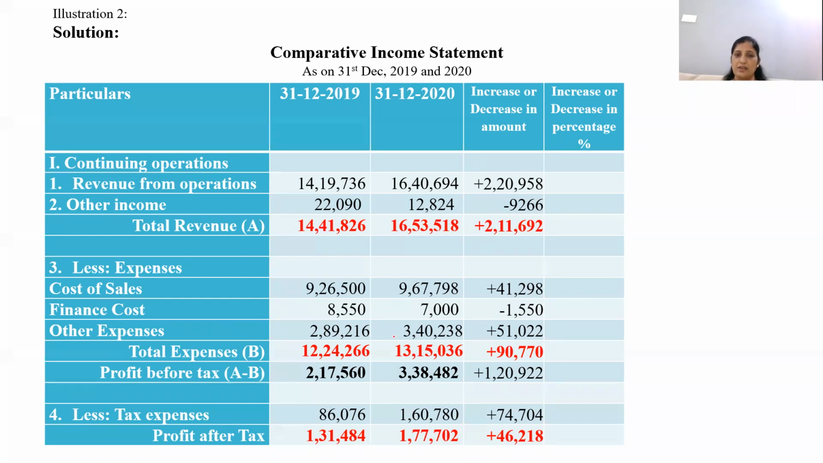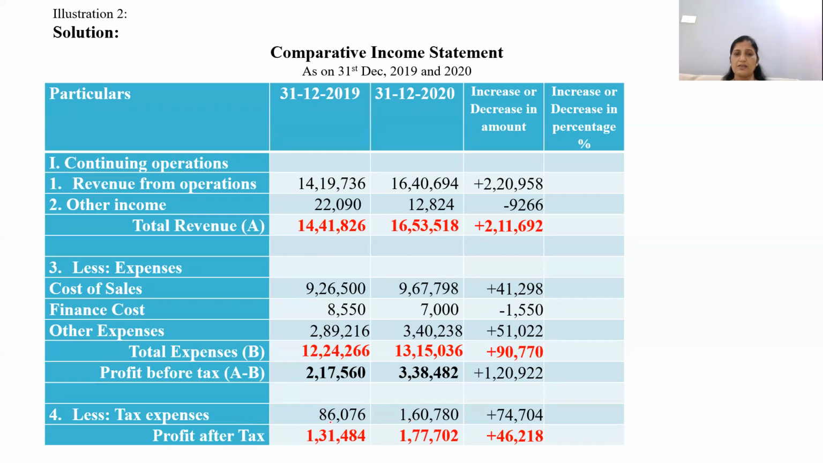Other expenses, you see it is increased in 2020. 3,40,238 minus 2,89,216. You will get it as plus 51,022. Similarly, total expenses is plus 90,000. Now profit before tax reduces. So 3,38,482 minus 2,17,560. You will get 1,20,922.